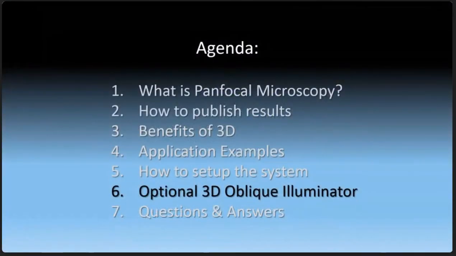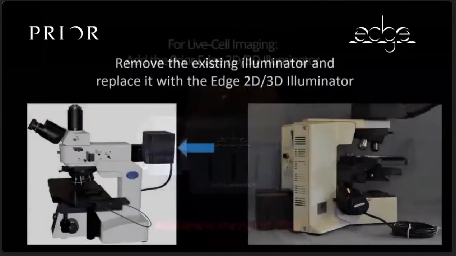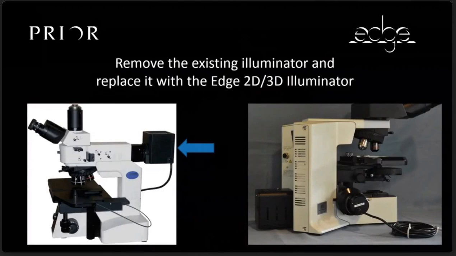Another optional accessory that you can add to the system is the 3D oblique illuminator. This is for live cell imaging, and it does both 2D and 3D. It's made for imaging objects that are not stained, things like live cells or microorganisms or things like diatoms, things that aren't stained, and you need to create contrast in order to see them. So this is the little Edge illuminator that Prior is making. It's available now, and we have some left, and we're making a new shipment right now. This illuminator can go either on your vertical illuminator as a reflected light source, or it can go on the transmitted light source.